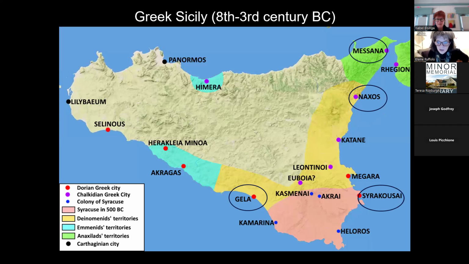Siracosa is Syracuse, Siracusa in Italian, and Gela still has the same name. So Naxos was formed in 734 BC, Siracusa in 733. And we know that they were founded by the Greeks who were escaping Corinth, leaving Corinth. Messina, Catania, Gela in about 688. And they came from the Peloponnesian Peninsula.